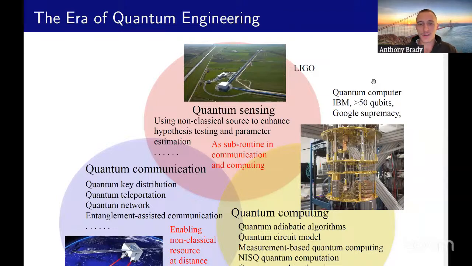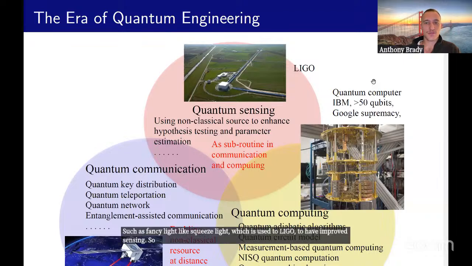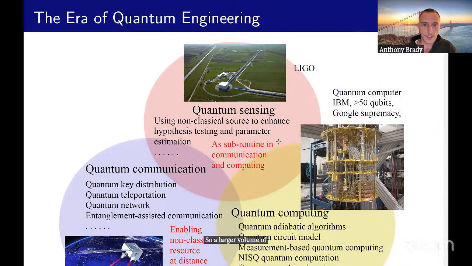So there are several things that we do with quantum systems now. We engineer quantum systems to make really good sensors. This is something I theoretically work with a lot, quantum sensing. There we use maybe many-body quantum states or some non-classical sources such as fancy light, like squeezed light, which is used at LIGO, to have improved sensing. LIGO measures gravitational waves, and they use squeezed light to get better precision on their estimation. That even allows them to reach a larger volume of the sky. That's one modality, quantum sensing.